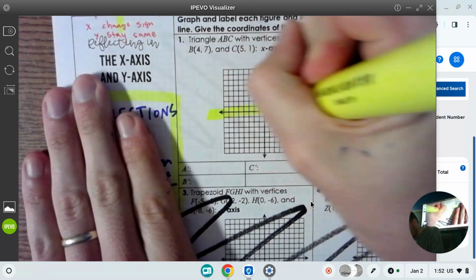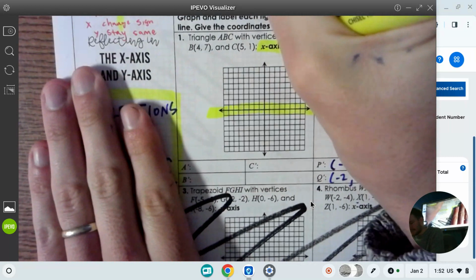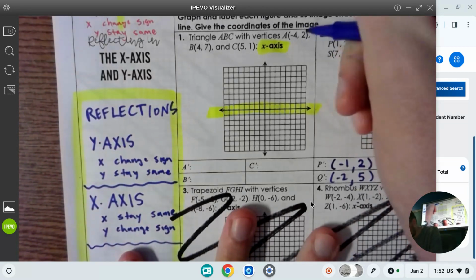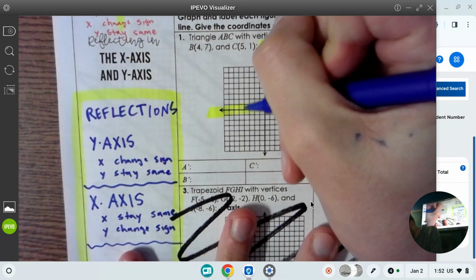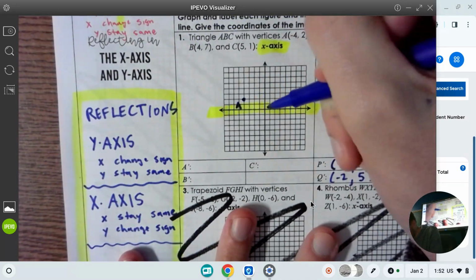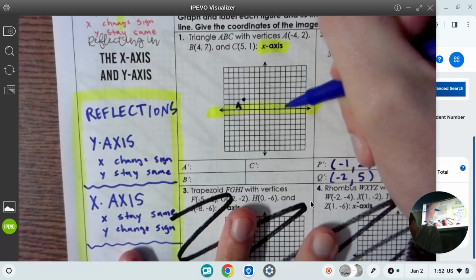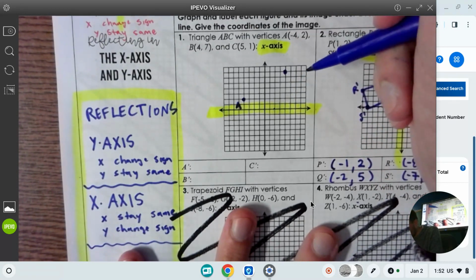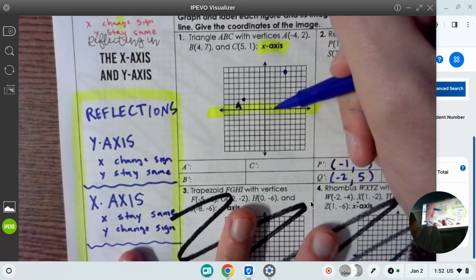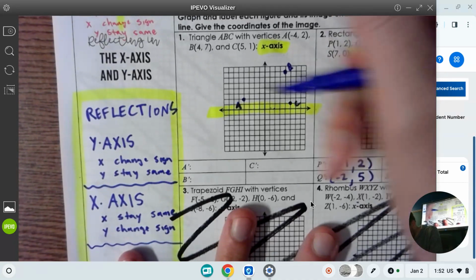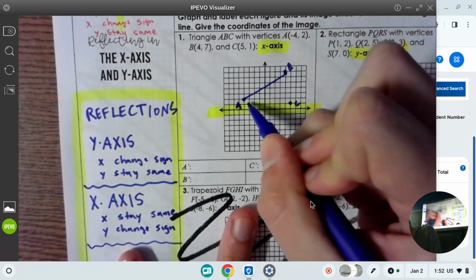The x-axis is this one. They tell us right here to flip it over the x-axis. Our original pre-image, -4, 2, is going to be A. Then we got B is 4, 7. And then we got C is 5, 1. All right, we got a great big triangle here. There's our pre-image, drawing a line.